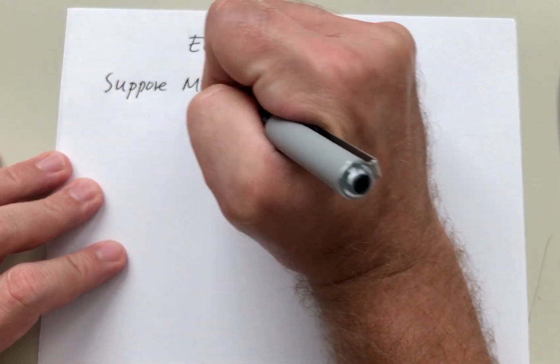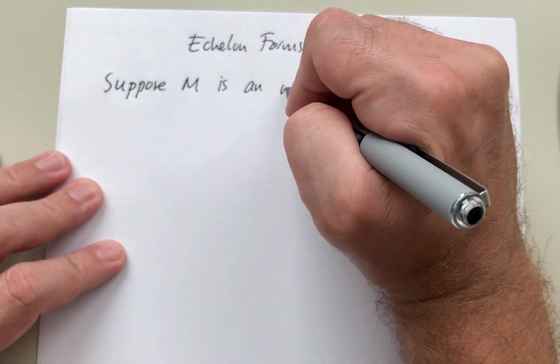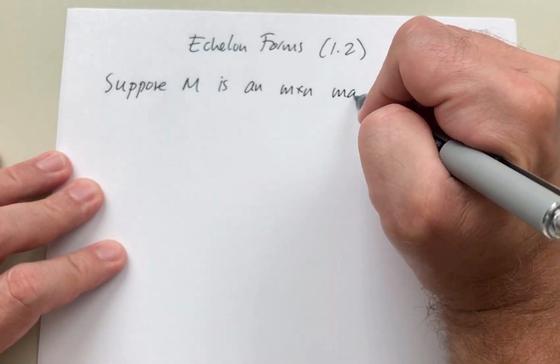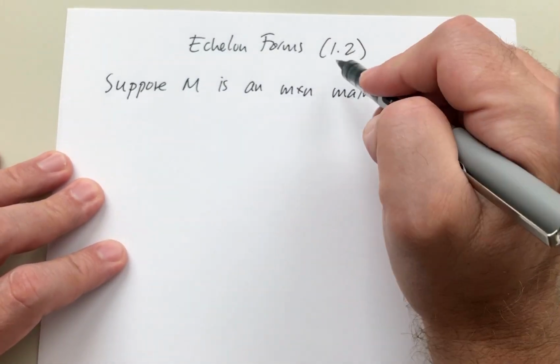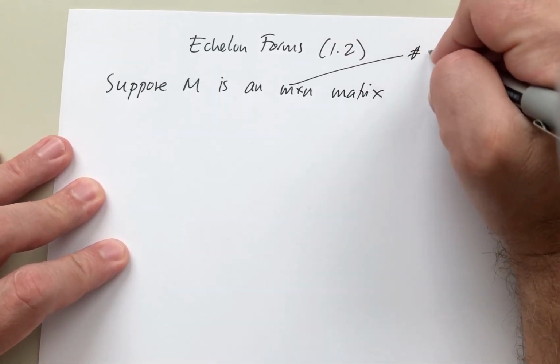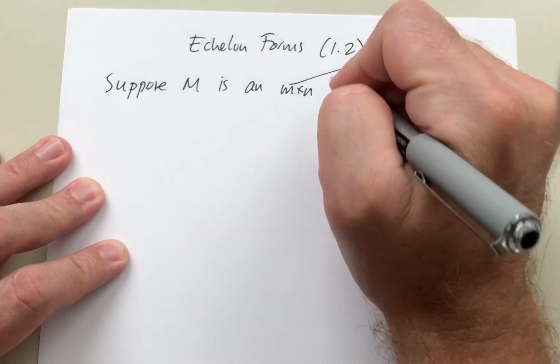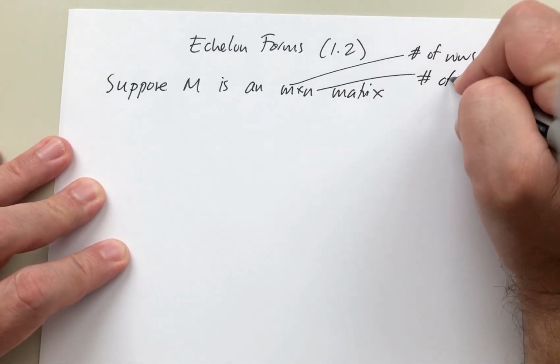Suppose M is an M by N matrix. And remember our conventions here. M is the number of rows. N is the number of columns.